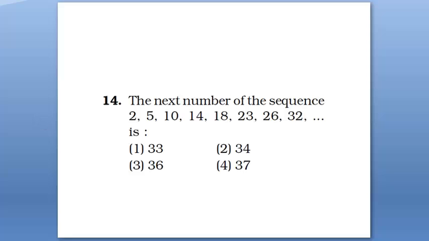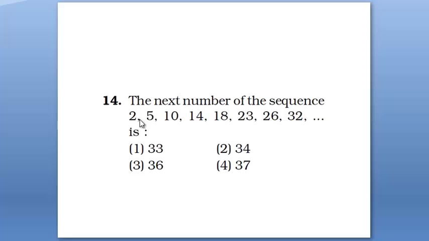Next question. The next number of the sequence: 2, 5, 10, 14, 18, 23, 26, 32. Alright, looking at this question, this is an interesting question. If you remember our question where there was a twin sequence, basically two sequences embedded in one, this is another example of such a question. In this problem there are actually two sequences and they're both blended into a single sequence.